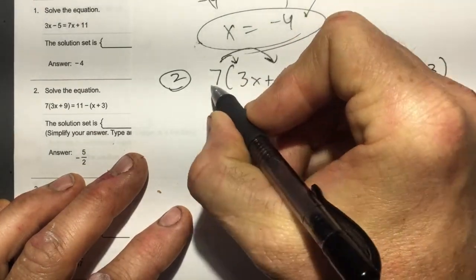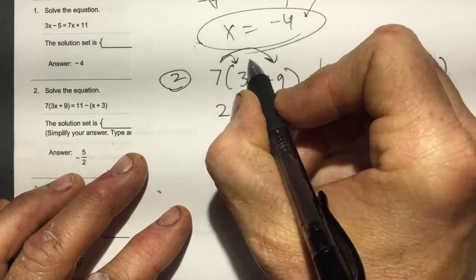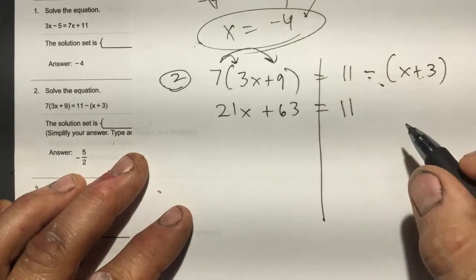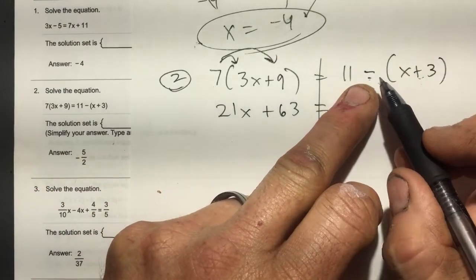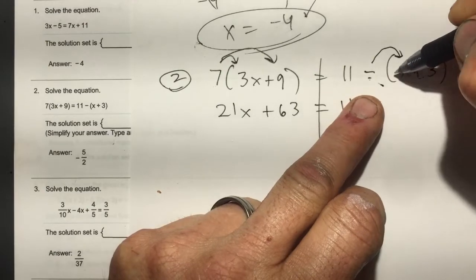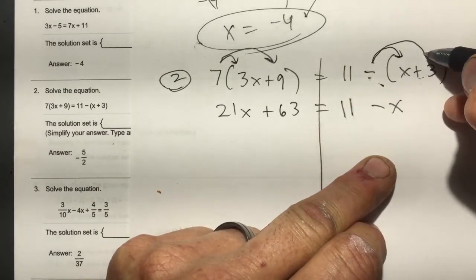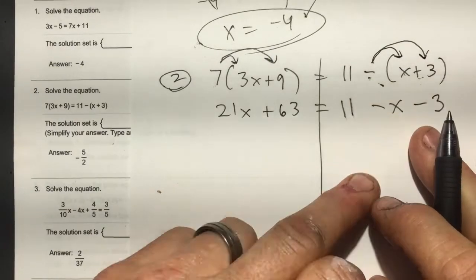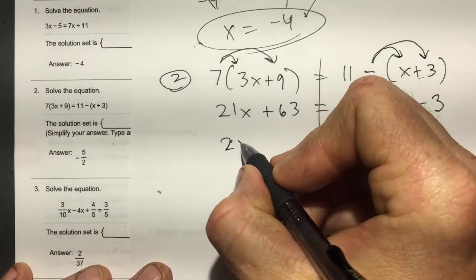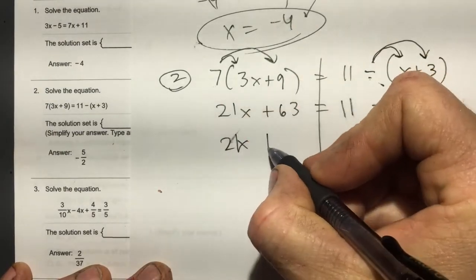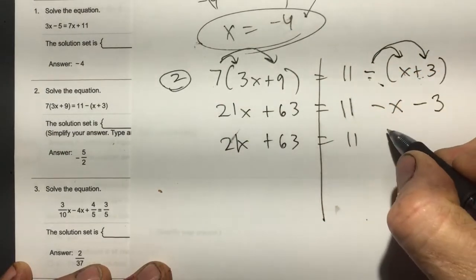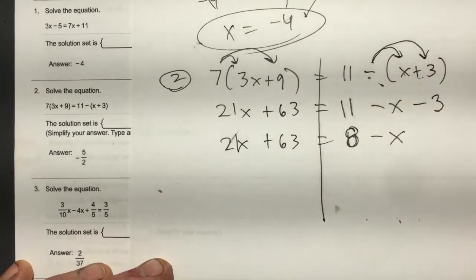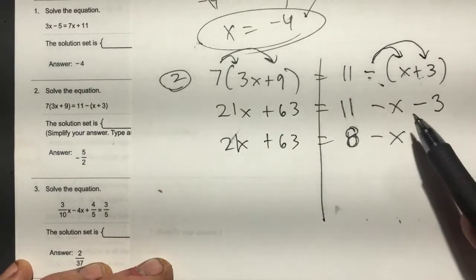Distribute. 7 times 3x is 21x. 7 times 9 would be 63. Over here I got this 11. I can't do anything with it right now. But here's where I'm talking about making a mistake. You got to distribute this minus, so that makes this x a negative x. And it makes this plus 3 a minus 3. There's where my mistakes are mostly made right there. Now I got like terms over here, so leave this side, 21x plus 63 equals 11. I'm sorry, 11 minus 3 is 8. This is 8 minus x. Okay, 11 minus 3 is 8.